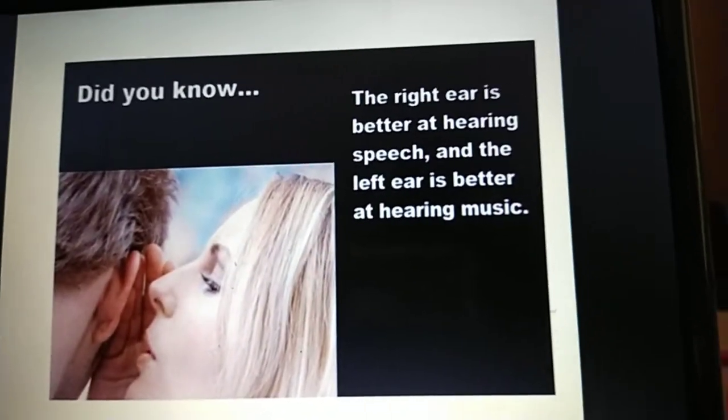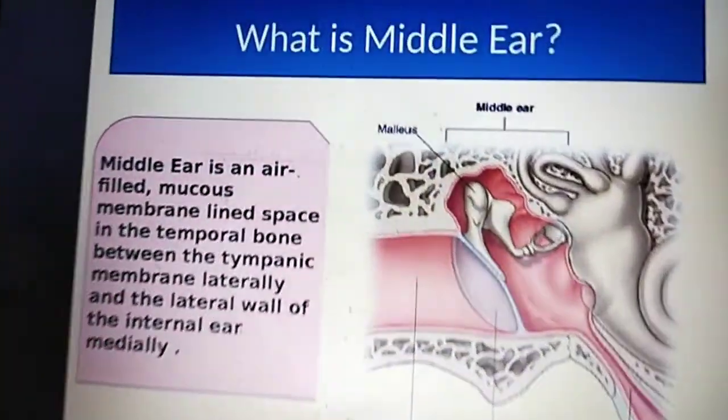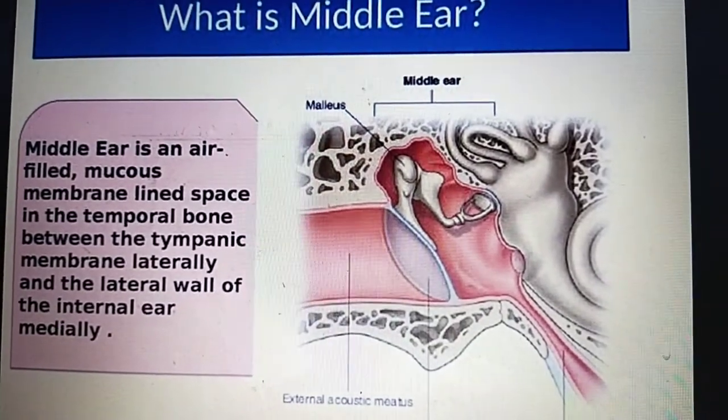Okay, now you can go for the middle ear. You can go in the next class. You can discuss the middle ear and inner ear.